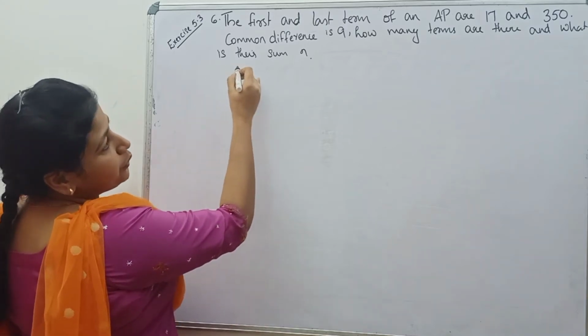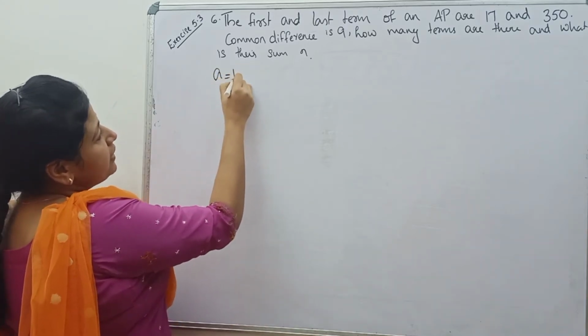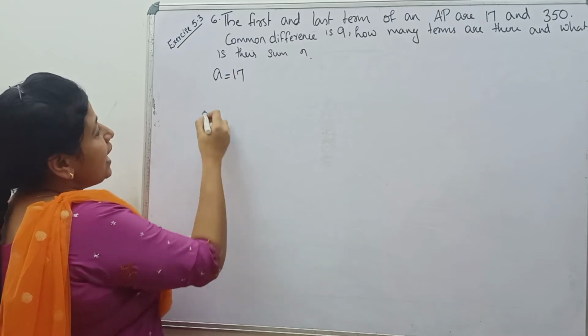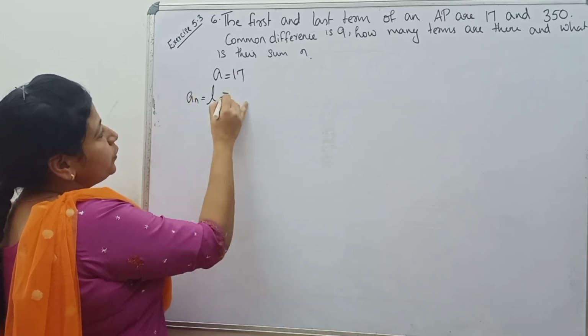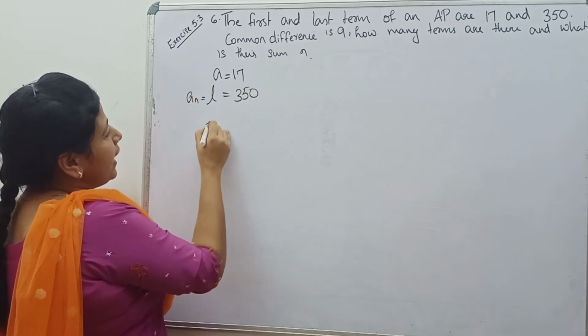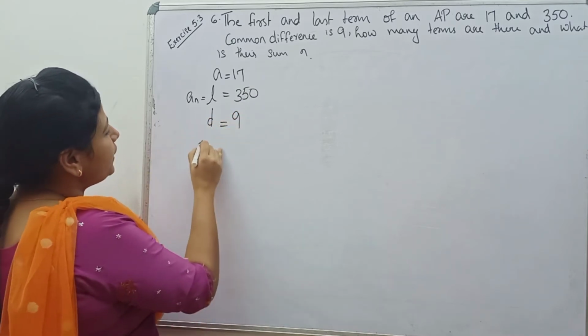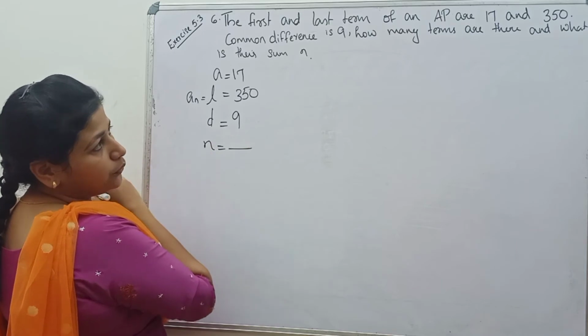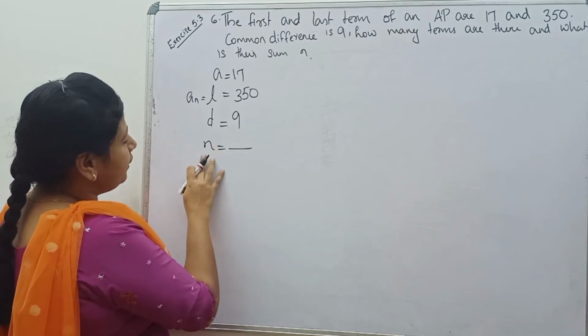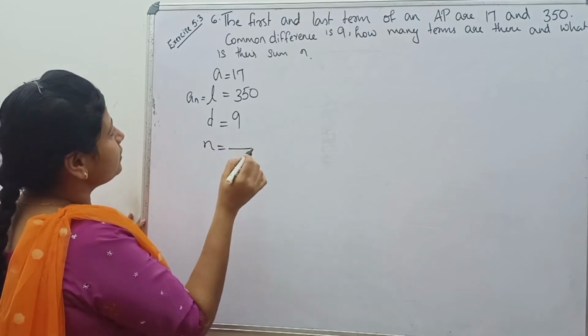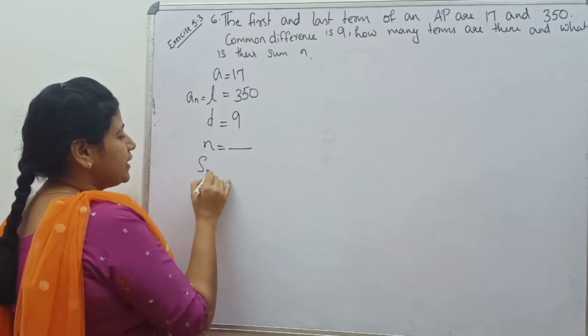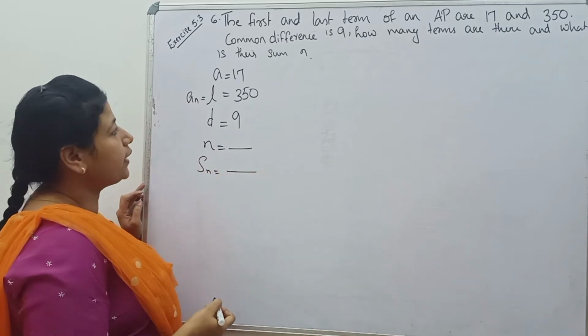So first I am going to write a equal to 17. First term is 17. And the last term an is 350. And the common difference d equal to 9. How many terms are there? Means n we have to find out. And what is their sum? Sn equal to dash. Okay.